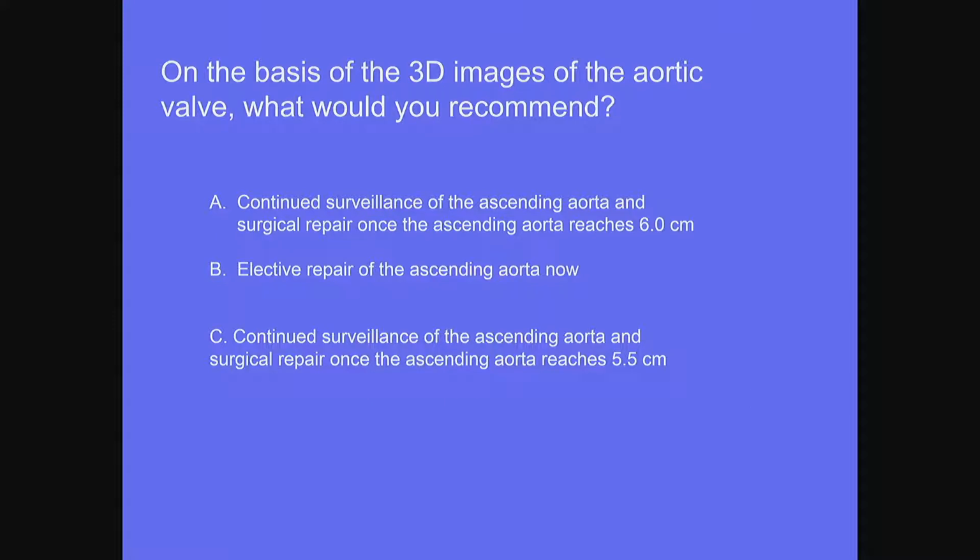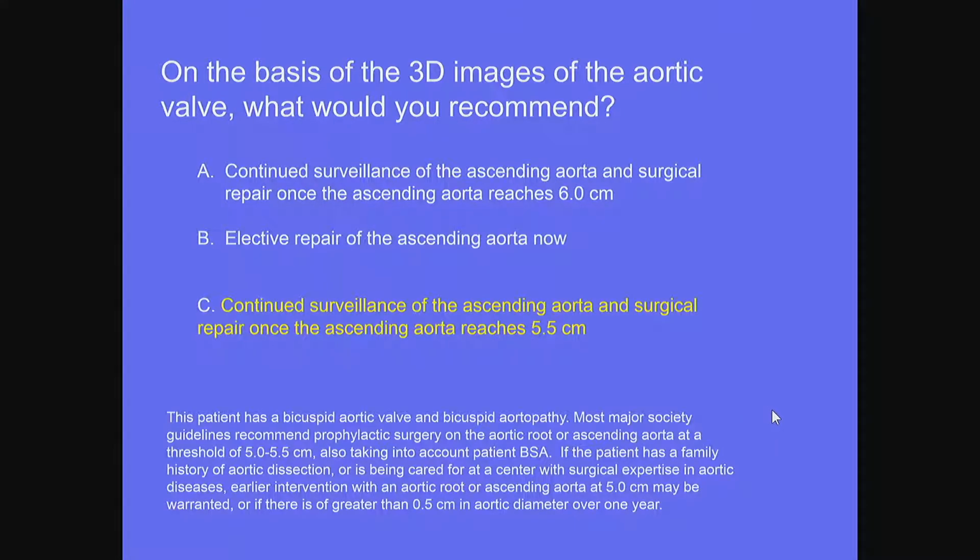A, continued surveillance of the ascending aorta and surgical repair once the ascending aorta reaches 6 centimeters. B, elective repair of the ascending aorta now. C, continued surveillance of the ascending aorta and surgical repair once the ascending aorta reaches 5.5 centimeters. The correct answer is C. This patient has a bicuspid aortic valve and bicuspid aortopathy.